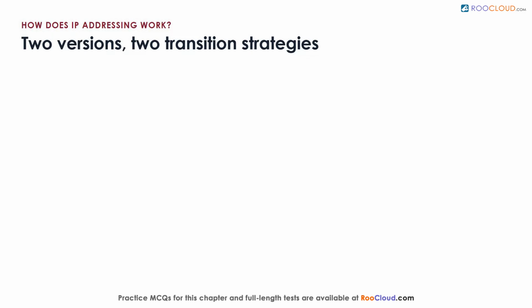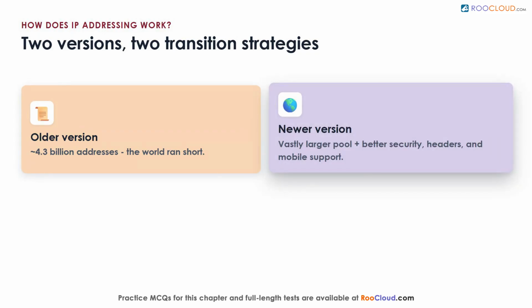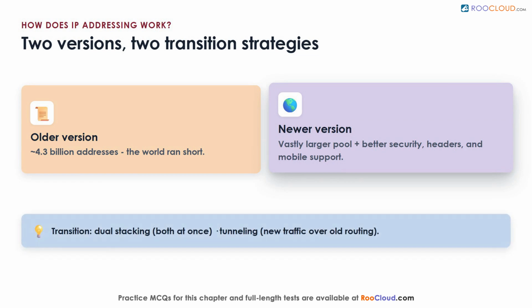So how does Internet addressing work? Addressing is the foundation that lets devices communicate. The older version offers about 4.3 billion addresses. That sounds like plenty, but the world has run short. The newer version offers a vastly larger pool of addresses. It also improves security, headers, and support for mobile networks. Moving between them takes a transition strategy. Dual stacking runs old and new together on one device at once. Tunneling carries the new traffic across the old routing system.